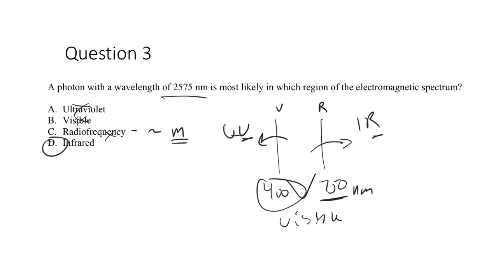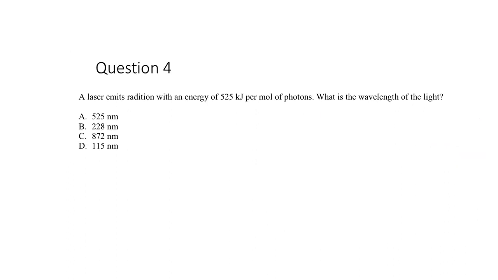So I'd also just generally know the gamma ray to X-ray to UV to visible, and then IR to microwave, and then radio frequency. So just knowing the general order here.